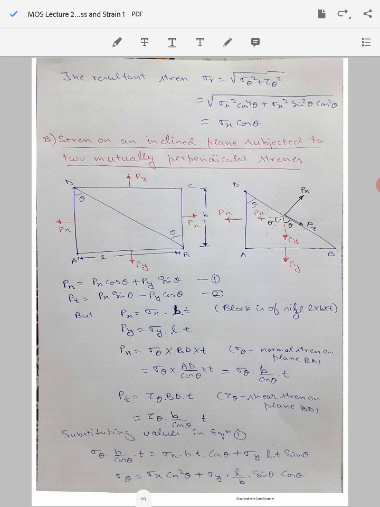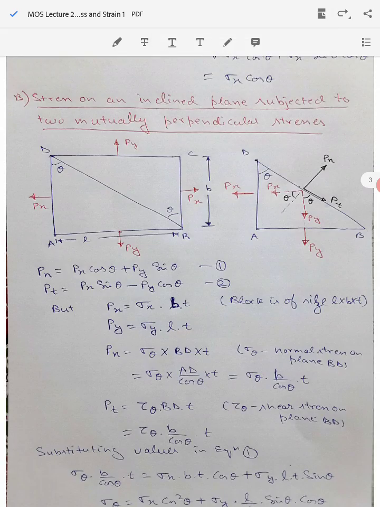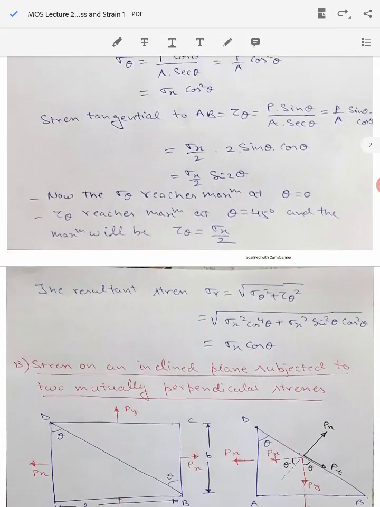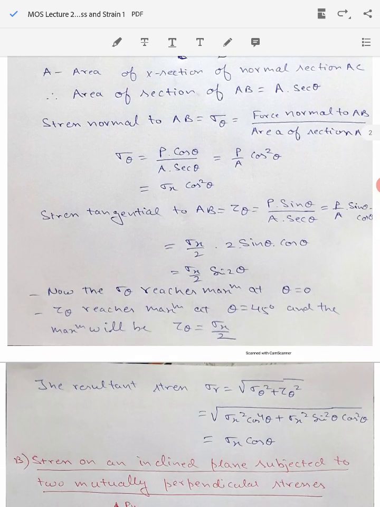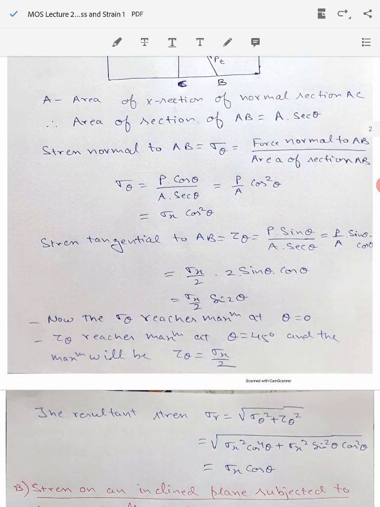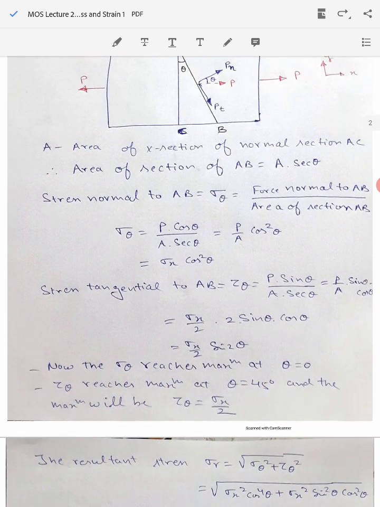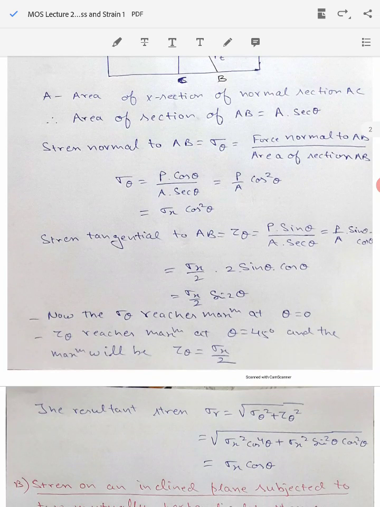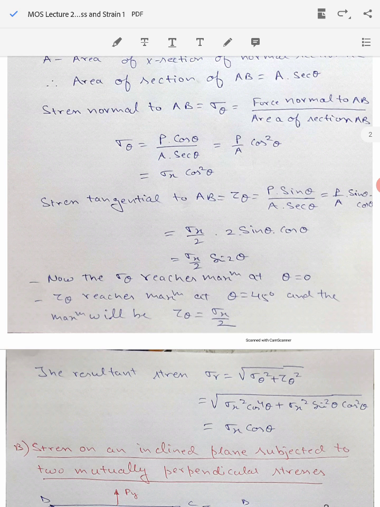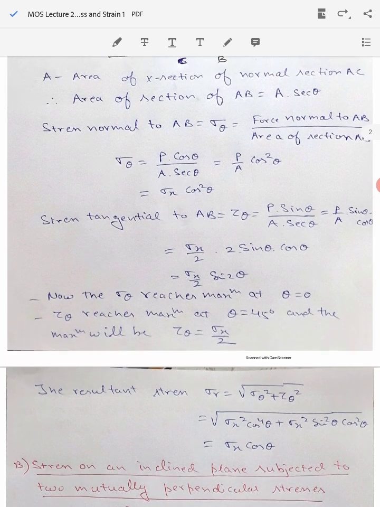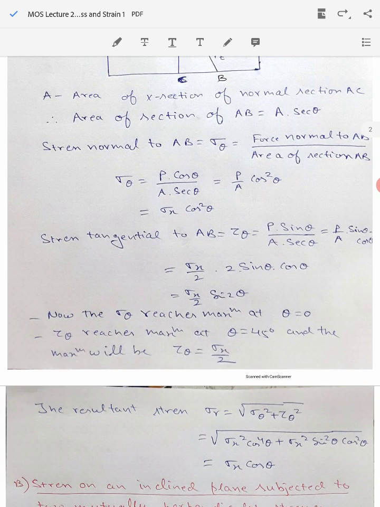The resultant stress sigma r, because of the sigma theta and tau theta, can be determined by simply taking the square root of the sum of the squares of these quantities. So sigma r will be equal to under root of sigma theta square plus tau theta square, because sigma theta and tau theta are perpendicular to each other. So you can compute their value by substituting the value here of sigma theta and tau theta respectively, and you can obtain the value of the resultant stress as sigma x cos of theta.